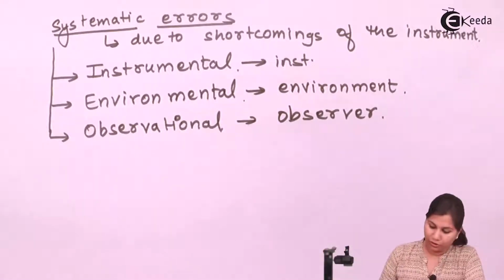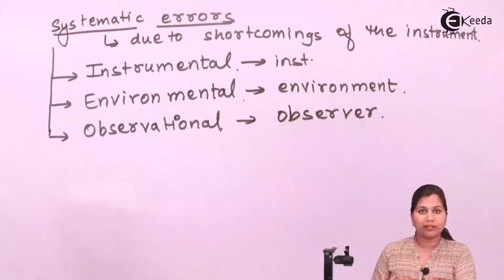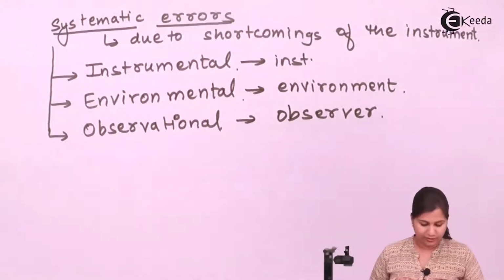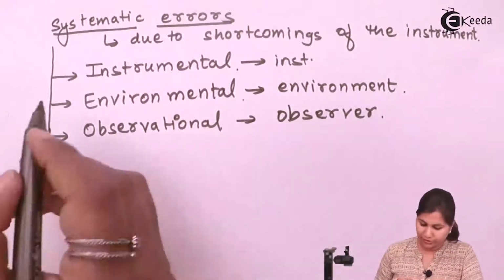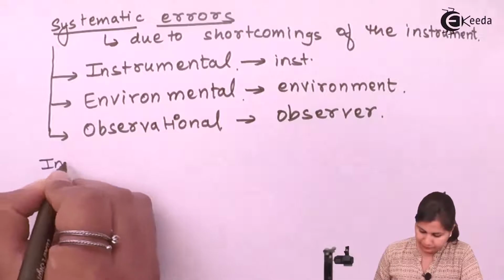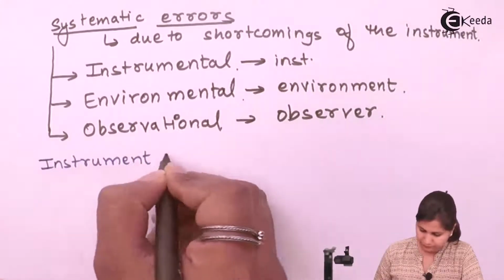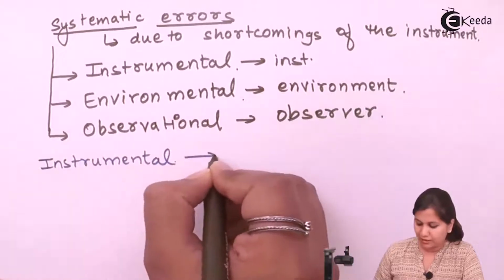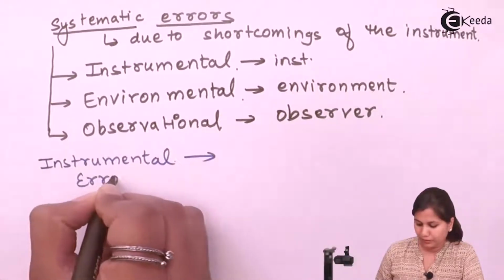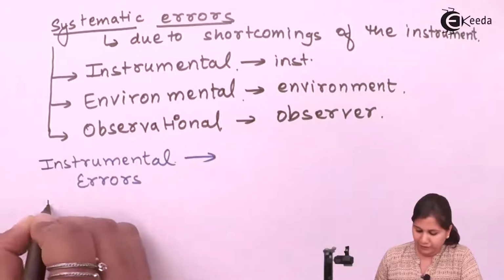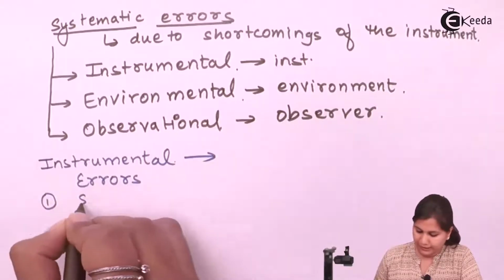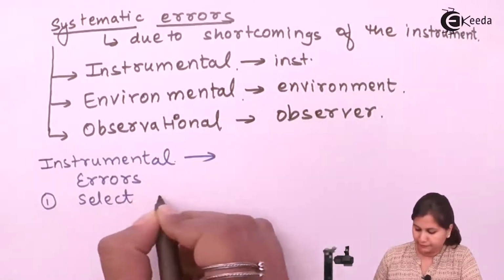So how can we eliminate these types of errors? Let's see. Instrumental errors occur due to the instrument, so the first thing we can do is to select a proper instrument.